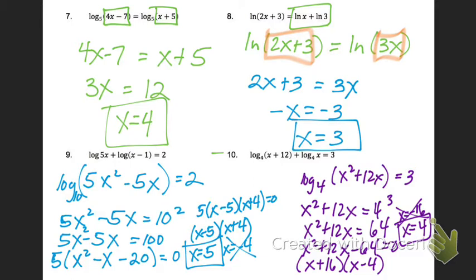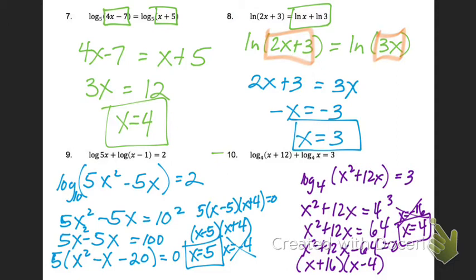So on number 9, there's just a log on one side. So you combine the two or condense by multiplying. And there's no base, so you assume that the base is 10. So I just drew in a little 10 there. And you switch it to exponential form. So 5x squared minus 5x equals 10 squared, which is 100. Then I pulled out a GCF, or greatest common factor, of 5. And factored from there to be (x minus 5)(x plus 4). But only the 5 works, because when you plug in -4, you get negative logs. So only 5.